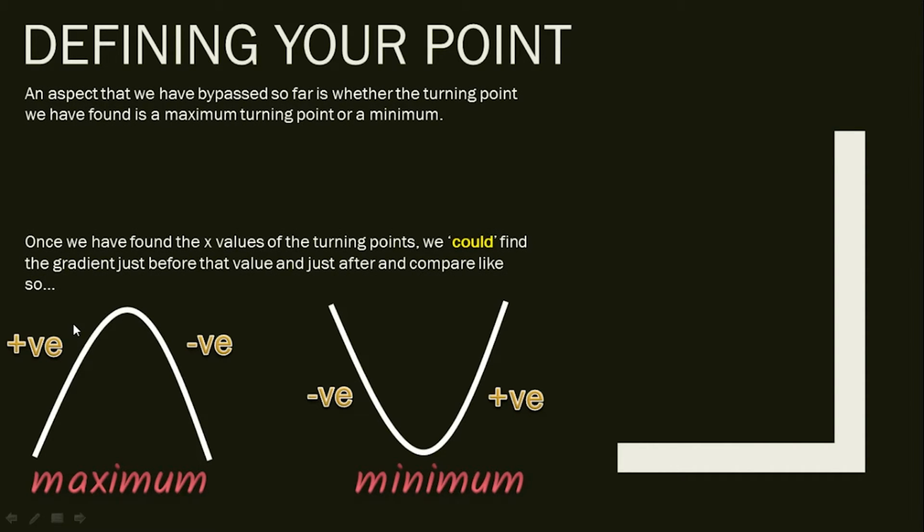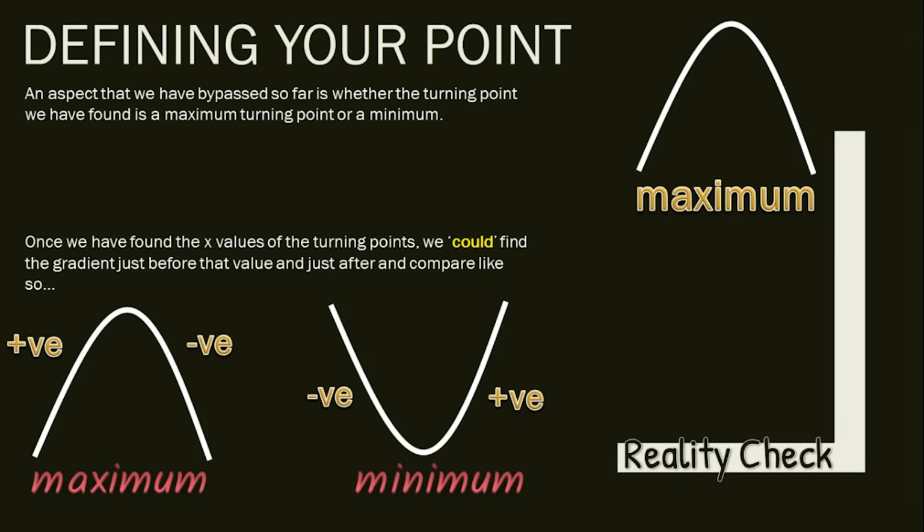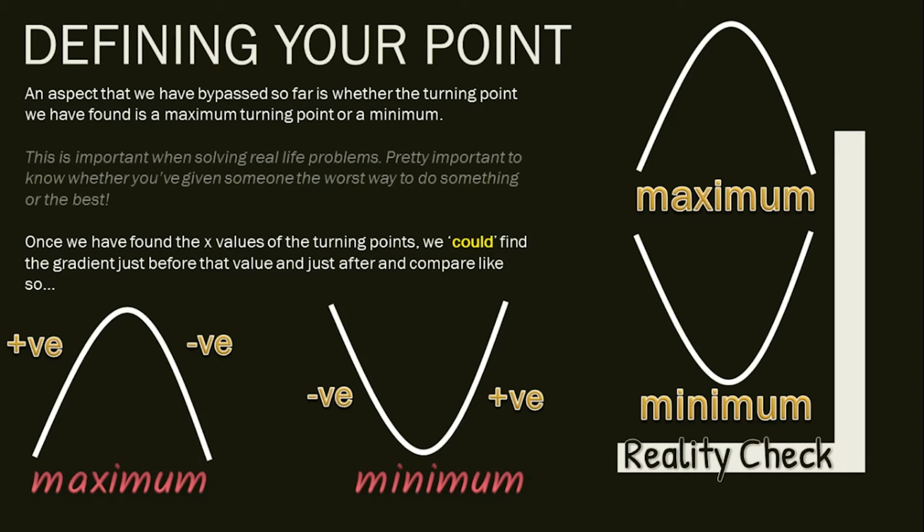So we are going to be able to define whether something is positive or negative. And like I said before, we could find the gradient just before that value that we've got for the turning point, and just after, and compare them like I've just pointed out. However, this is really important when it comes to solving real life problems, because when we use differentiation to find things out, we're really trying to find optimal solutions.